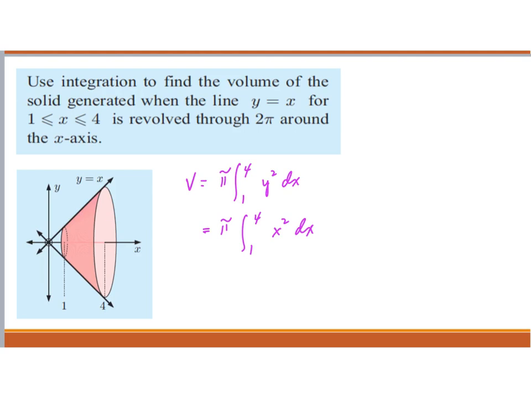And this could be easily evaluated by hand, but whether you use your calculator or do this by hand, you should get 21 pi. If you do it by hand, you get 21 pi cubic units. If you use your calculator, you'll get about 66.0 in 3 significant figures.